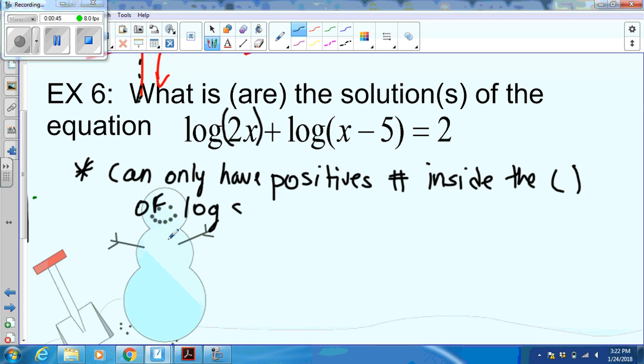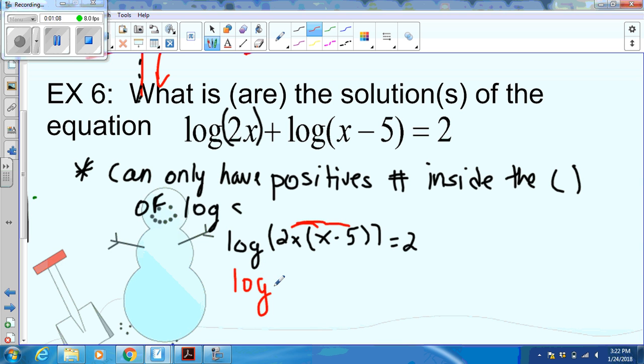So we'll have our log, and because we have addition, we're going to use multiplication to condense. We'll have 2x times x minus 5, and that'll be set equal to 2. Now we distribute the 2x to both the x and the 5. So now I have log of 2x squared minus 10x, and that'll equal 2.